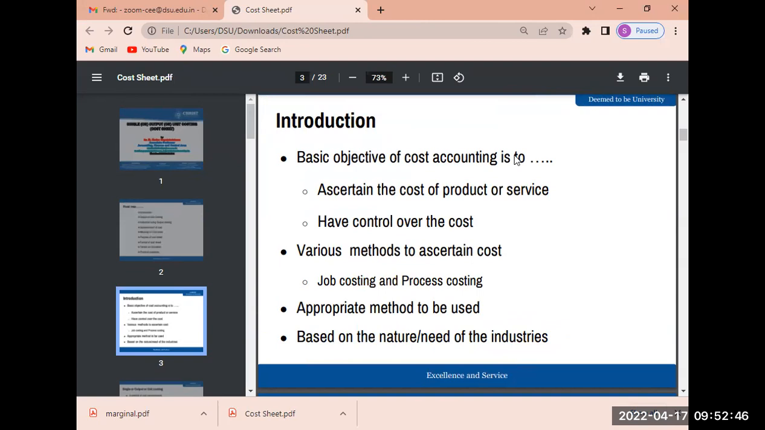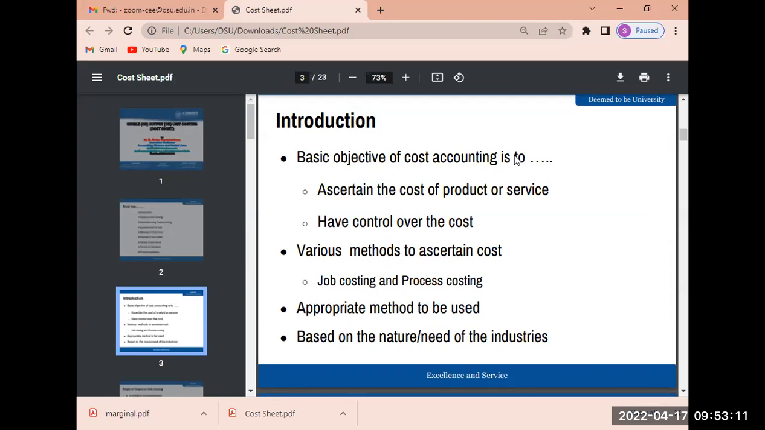Anybody can do it. We are just adding the numbers. That's what ascertaining is. But of course, in ascertaining also we have some techniques. But more than that, while you incur a cost, you should be careful enough whether you are incurring the right amount of cost. Is there any mechanism to have a control over the cost? Control means not reduction of cost. We are not talking about reduction here.